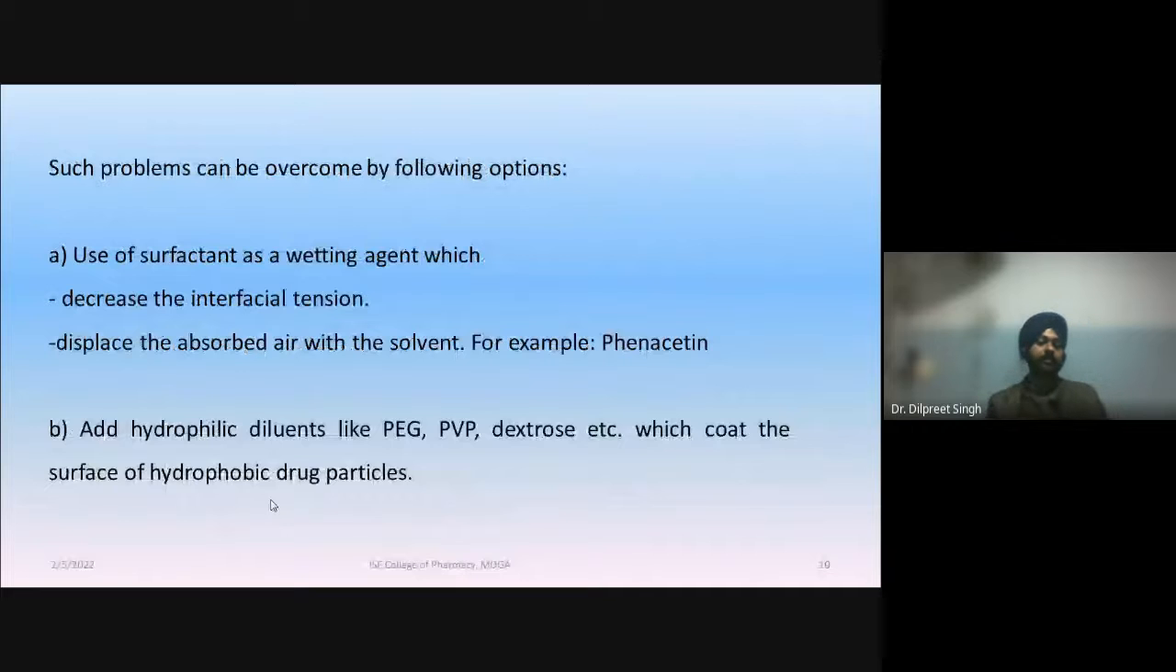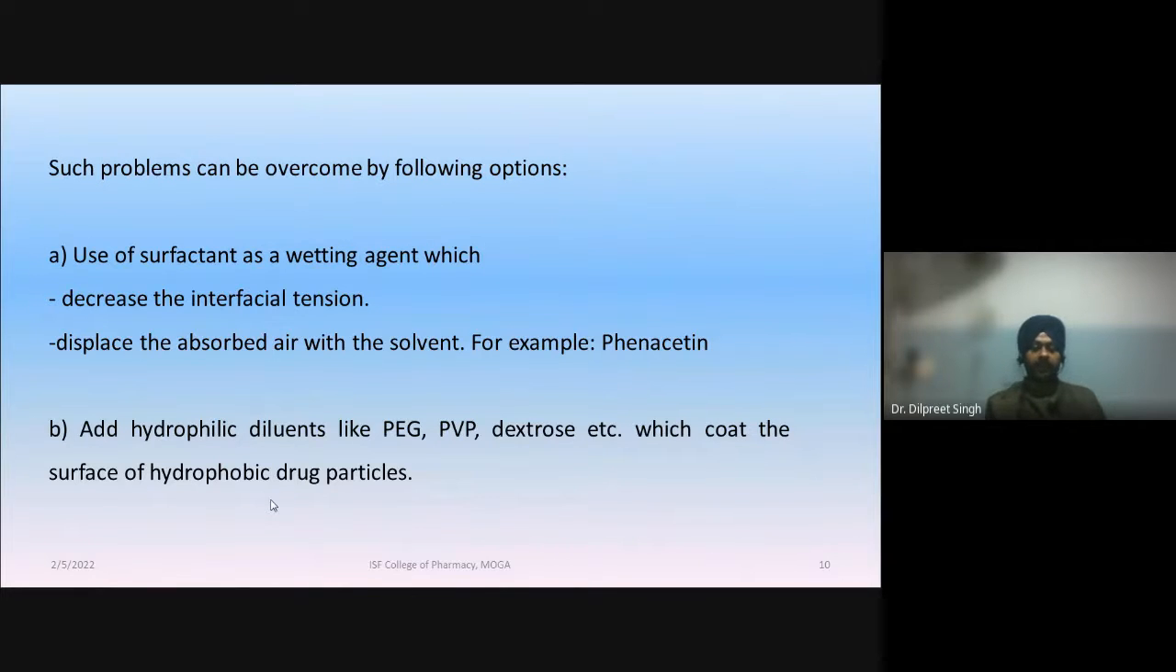Such problems can be overcome by the following options. The first is the use of a surfactant. A surfactant contains a hydrophilic head and a hydrophobic tail, and acts as a wetting agent, which helps to decrease the interfacial tension and to displace the adsorbed air within the solvent. For example, phenesin helps to displace the adsorbed air within the solvent, and it causes decreased aggregation behavior within the particles. So the particles are held in a monodispersed state, which promotes absorption.